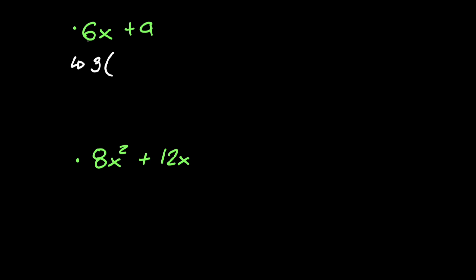So, 6x divided by 3 would be 2x. 9 divided by 3 would be 3. So, this will be the answer, 3 multiplied by 2x plus 3. If you want to check, you can just multiply 3 multiplied by 2x, which would be 6x, and 3 multiplied by 3 would be 9. So, it is correct.